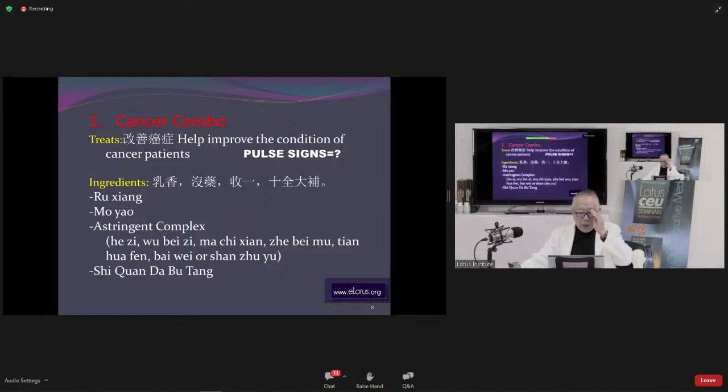Okay. So as for the treatment for the cancer, we do not have any theory against it, but this is what I do usually. And the combination is kind of simple. I always use the 乳香没药.